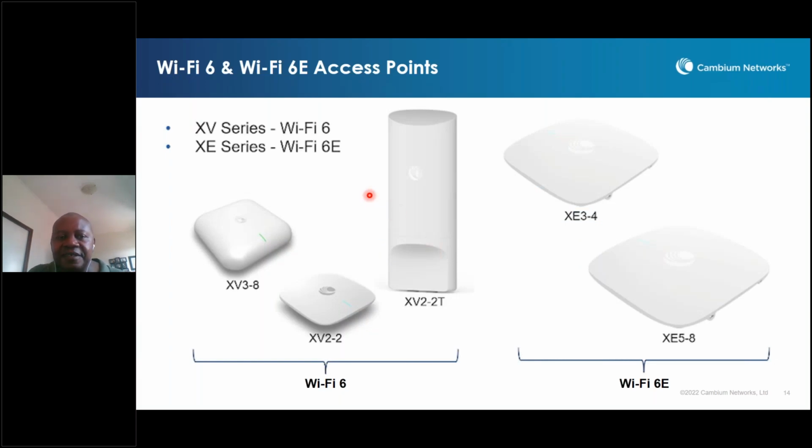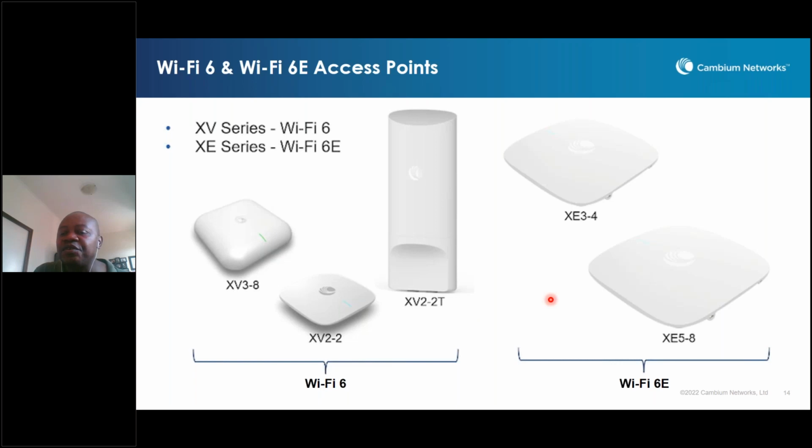So Wi-Fi 6 and 6E. Remember I said 6E is Wi-Fi in 6 gigahertz. So traditionally Wi-Fi will be doing 5 and 2.4. So when you see 6E, we're just talking about Wi-Fi in 6 gigahertz. Today, on the left, we have Wi-Fi 6 indoor APs, which I highlighted earlier, the XV3-8 and outdoor XV2-2. The XV2-2 is the smaller indoor option.